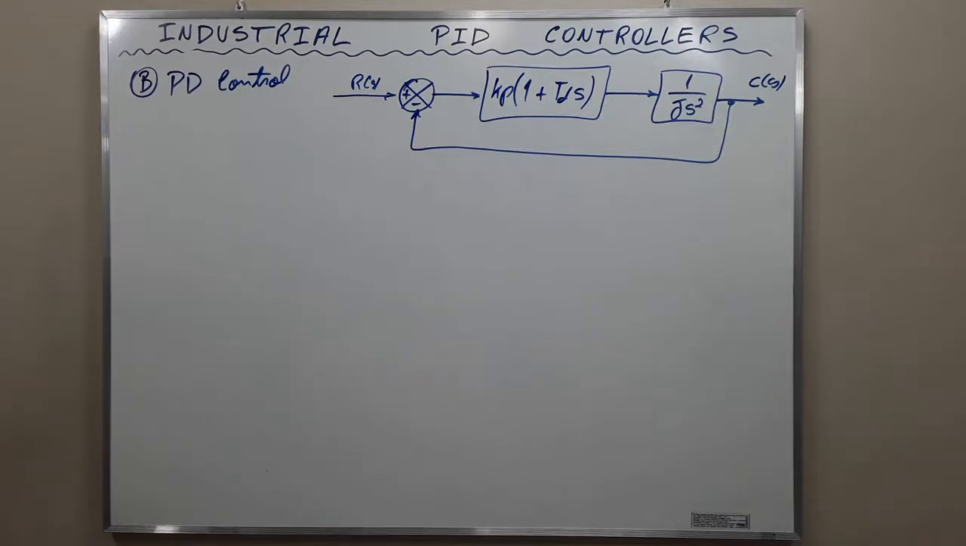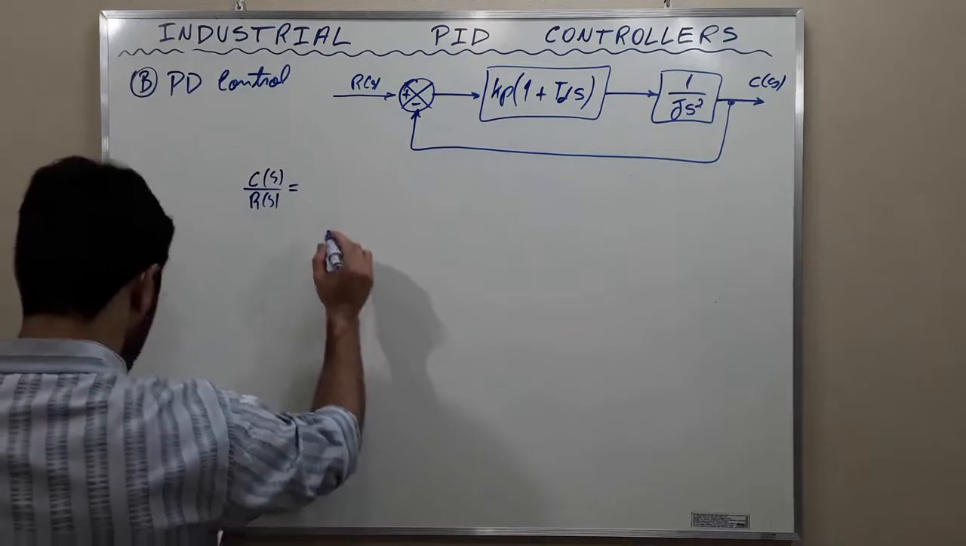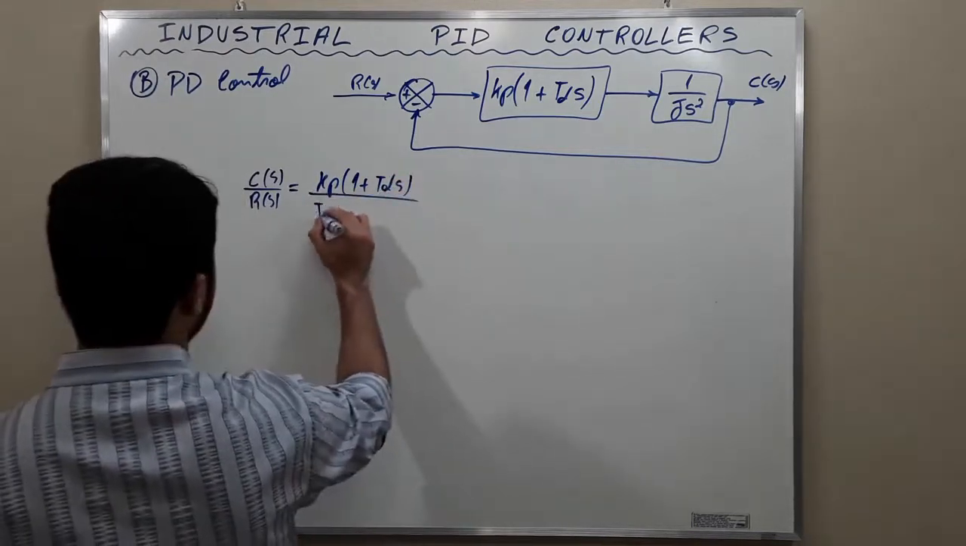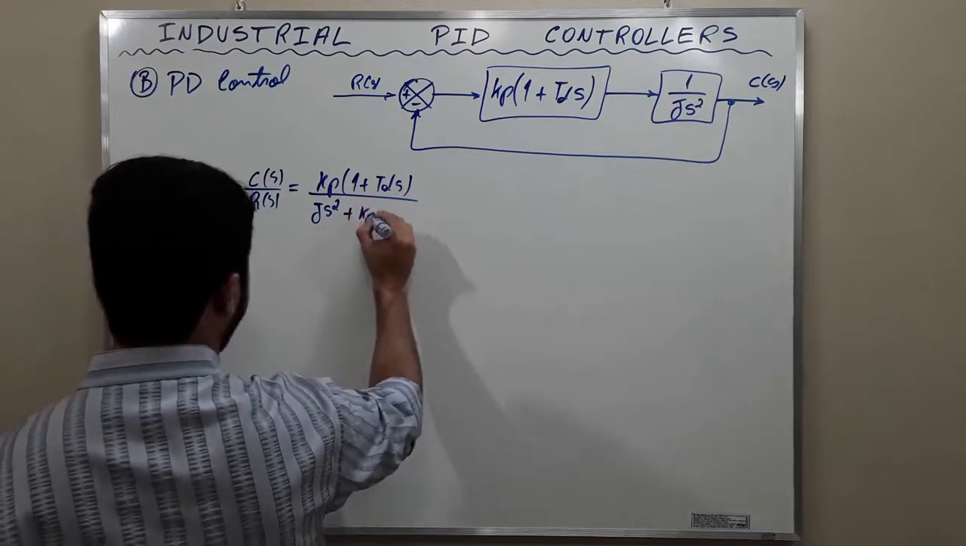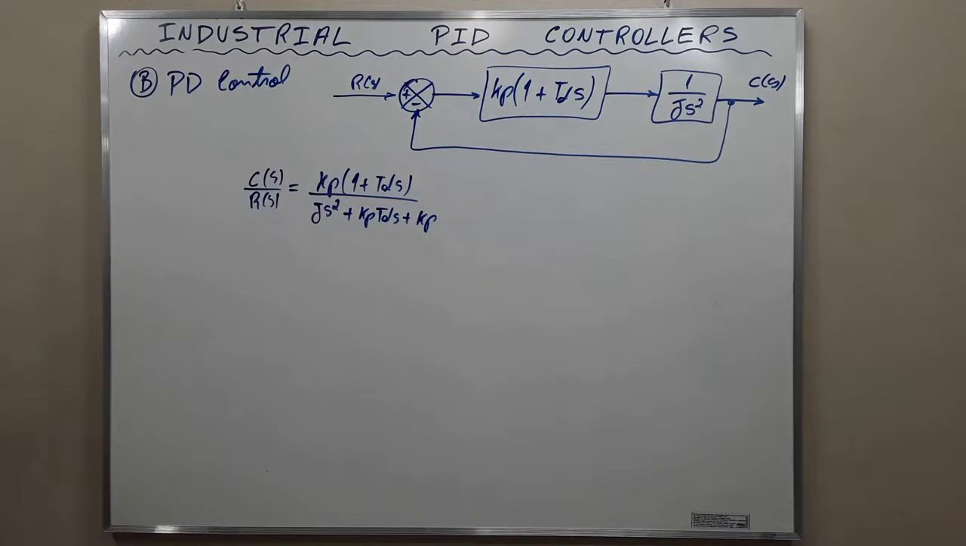The closed loop transfer function is given by C(s)/R(s) = Kp(1 + Td s) / (J s^2 + Kp Td s + Kp). This is the closed loop transfer function of the system of the figure. The characteristic equation is the denominator of that equation. The characteristic equation J s^2 + Kp Td s + Kp = 0 has two roots with negative real parts for positive values of J, Kp, and Td.